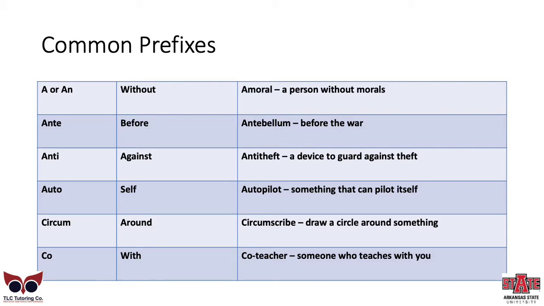Common prefixes. A or an, meaning without. An amoral person is a person without morals. Notice by taking the root word moral, which normally means good or right, and adding a, we change the meaning to be a person without morals.